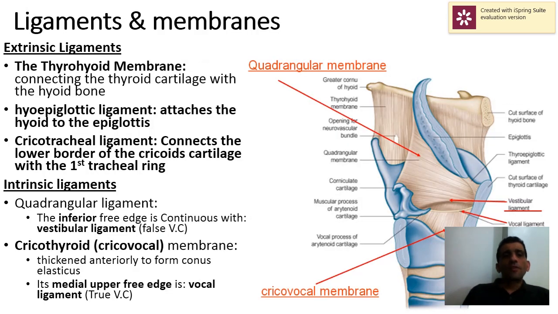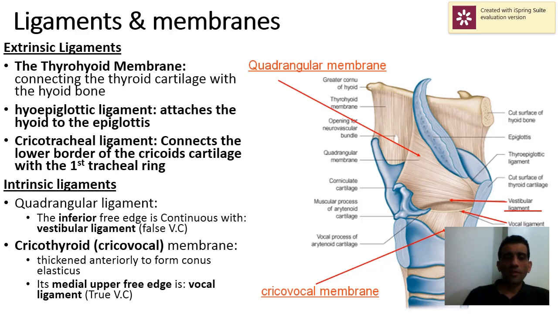The ligaments of the cartilage are the extrinsic ligaments and the intrinsic ligaments. The first extrinsic ligament is the thyrohyoid membrane, which connects the thyroid cartilage with the hyoid bone. The intrinsic ligament is the quadrangular ligament, whose inferior edge is continuous with the vestibular ligament.